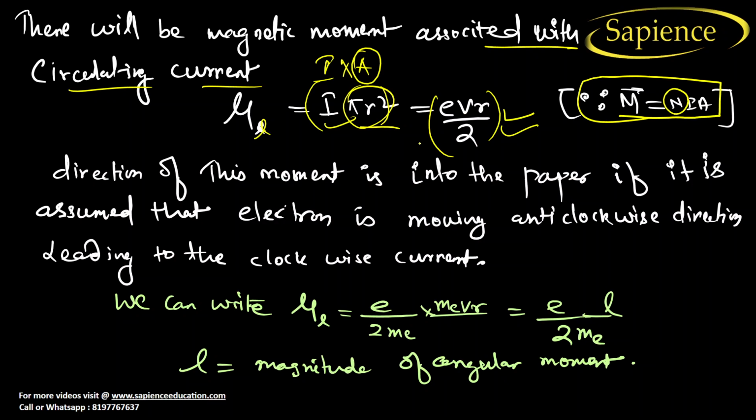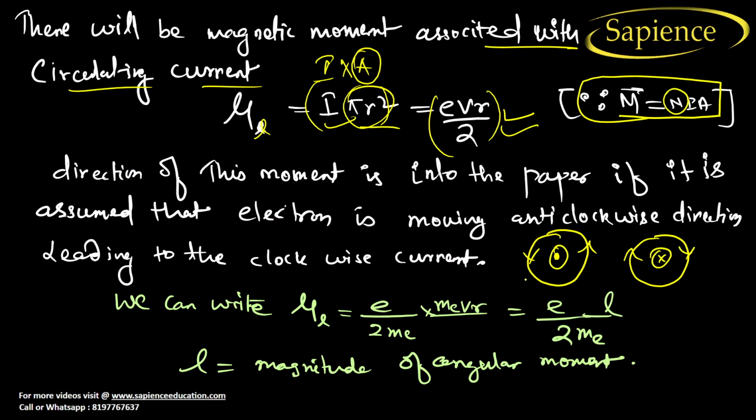Now the direction of the moment is into the paper, shown by a dot, if it is assumed that the electron is moving anti-clockwise. And if the direction of the electron movement is clockwise, it will be a cross, that is, it will be coming outside. So these are the directions of the magnetic moment.